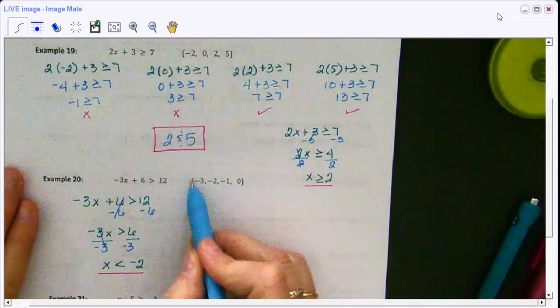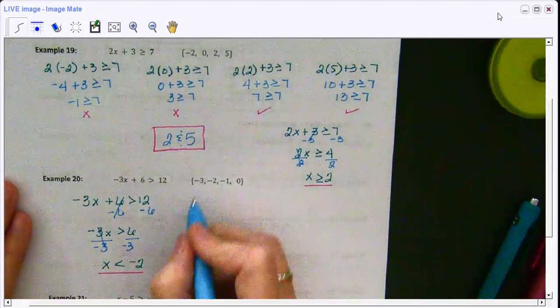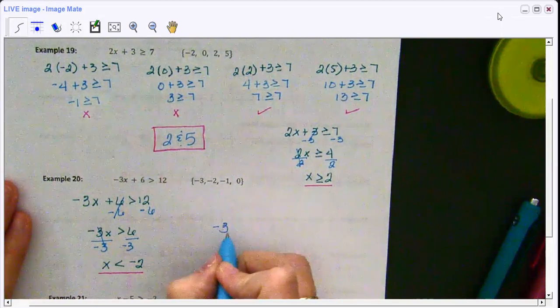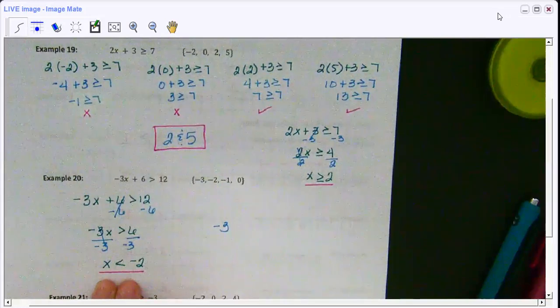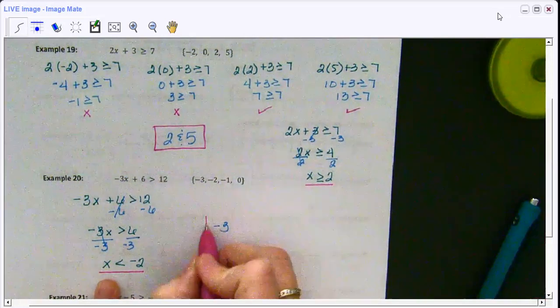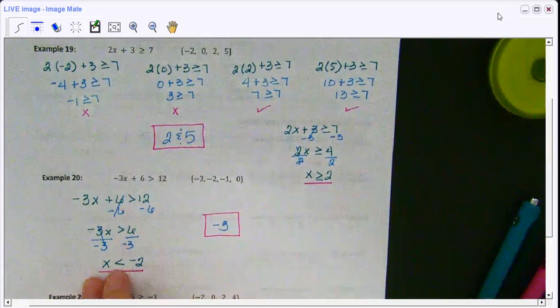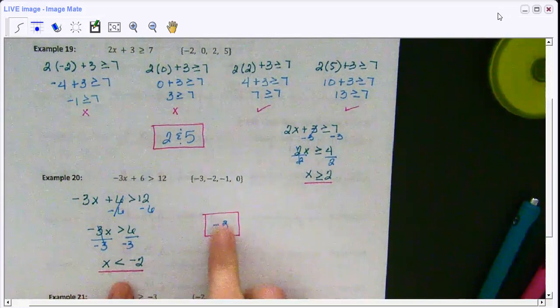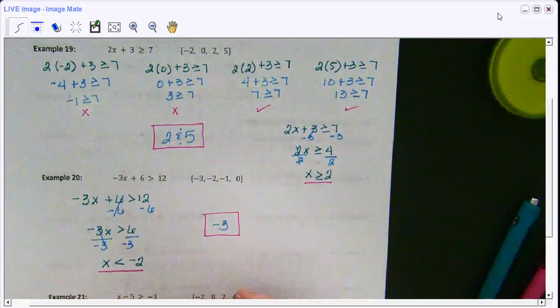What are our solutions? Out of those four, which one could be our solution? Just -3. -2 is equal to -2, so it has to be less than. There's no equal to, so it has to be less than -2, and -3 is the only number up here that is less than -2. Right, exactly.